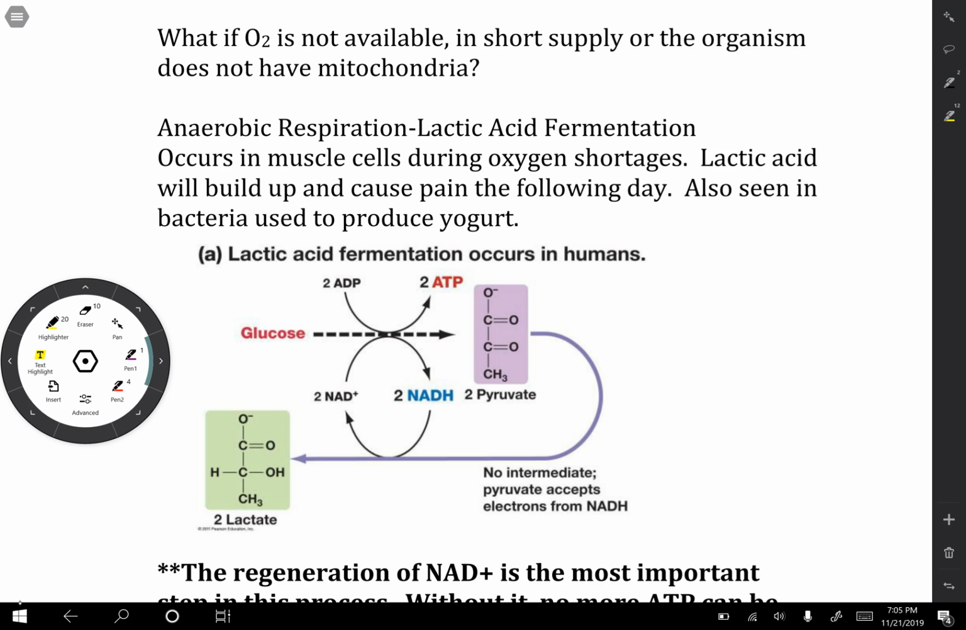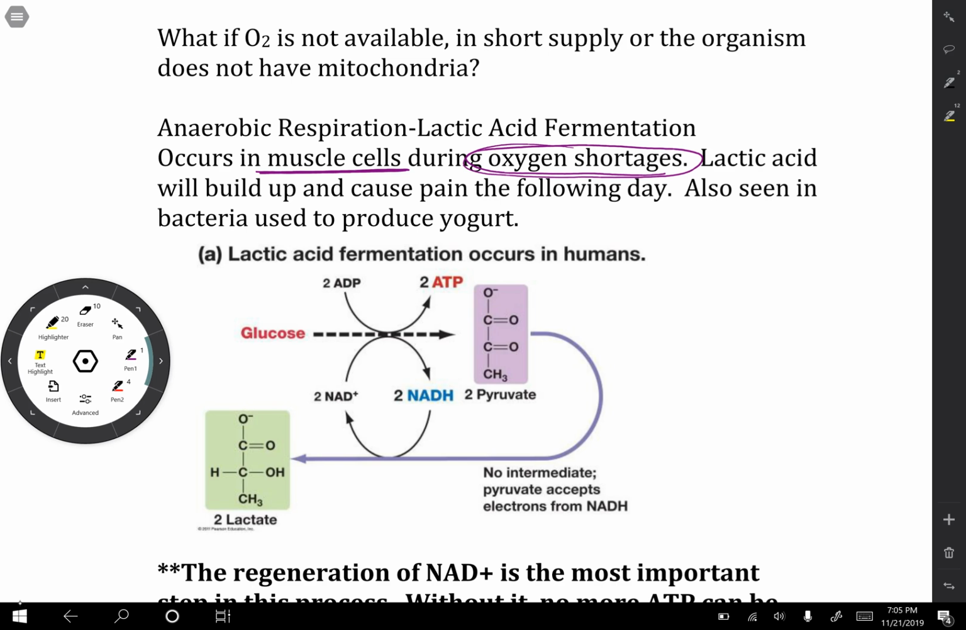And that's going to happen in a couple of places. That could happen in our muscle cells. And that's going to happen when we are in oxygen shortage. So obviously you are aerobic, but if you exercise very strenuously, you may come in times of low oxygen and your muscles still need ATP, so they're going to switch over to lactic acid fermentation.